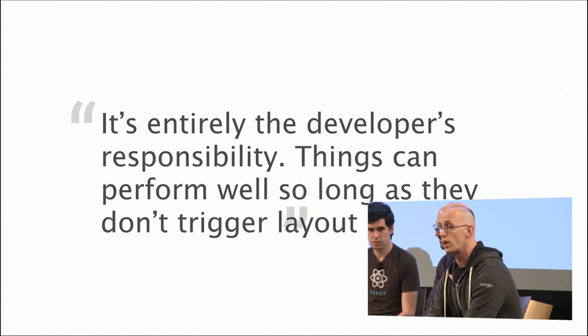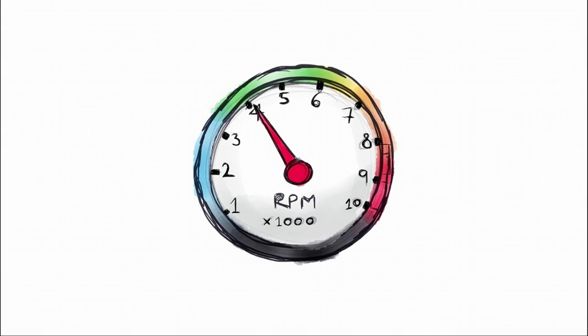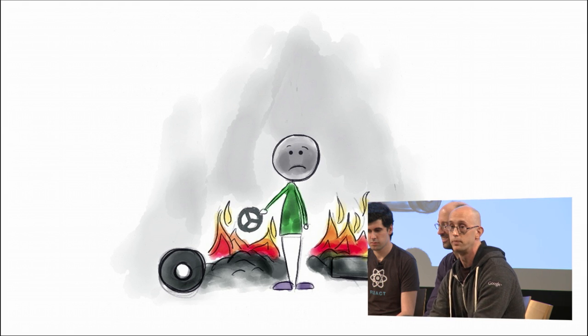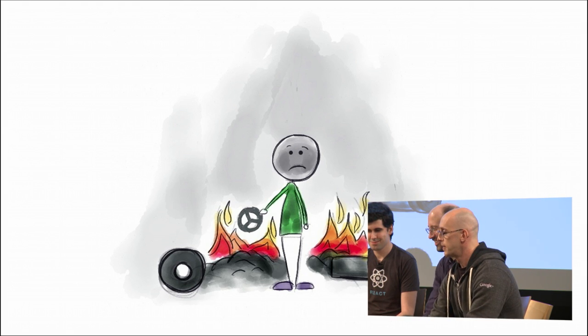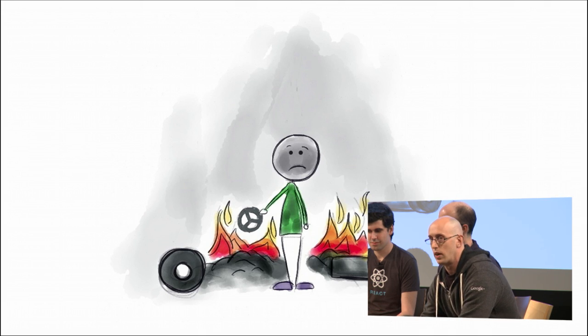On the other extreme, it's entirely the developer's responsibility. Things can perform well, they can go fast, as long as they don't trigger layout or paint. And that, for me, is like the car manufacturer in response telling you you can only change gears at exactly 4,000 RPM, and for the love of all that is decent, we know we've given you a steering wheel, but please don't turn left because the car will explode.